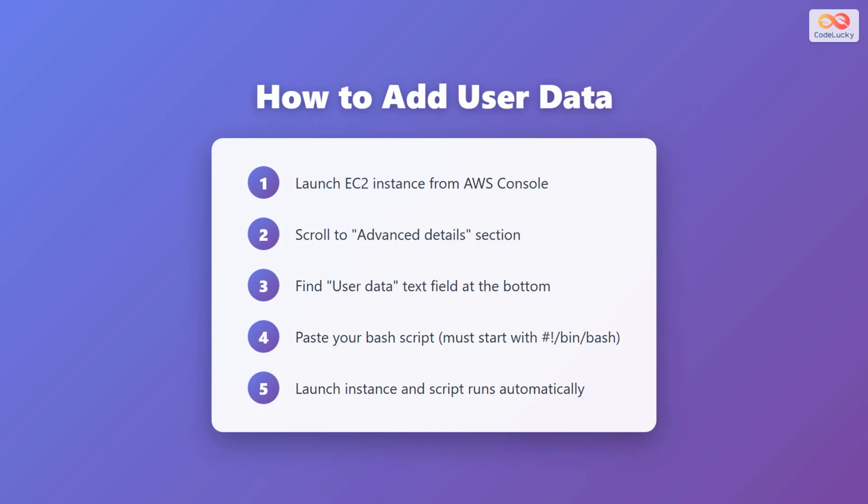Adding user data to your EC2 instance is straightforward. First, launch an EC2 instance from the AWS Console. Second, scroll down to the Advanced Details section during the launch configuration. Third, find the user data text field at the bottom of this section. Fourth, paste your bash script, making sure it starts with the shebang line, #!/bin/bash. Fifth, launch the instance, and the script will run automatically during the first boot.